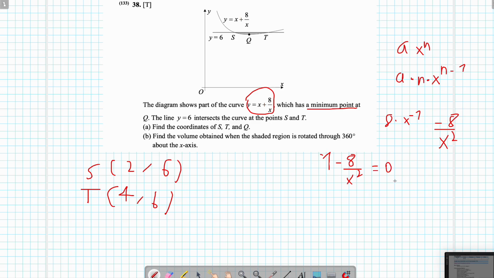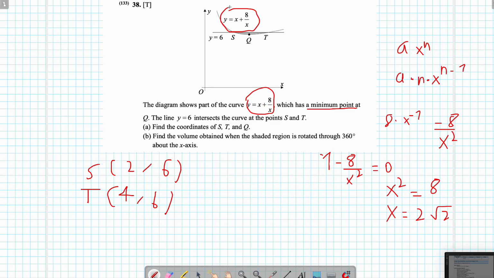You take 8 over x squared to the other side and cross multiply, you get x squared is equal to 8. You get x is 2 radical 2 because we are on the positive side. So x is equal to 2 radical 2, right? But to get y, we're going to need to substitute 2 radical 2 into the curve.